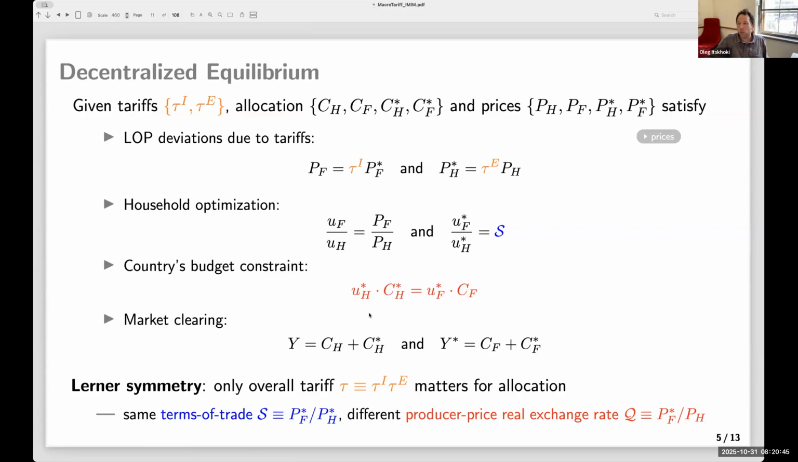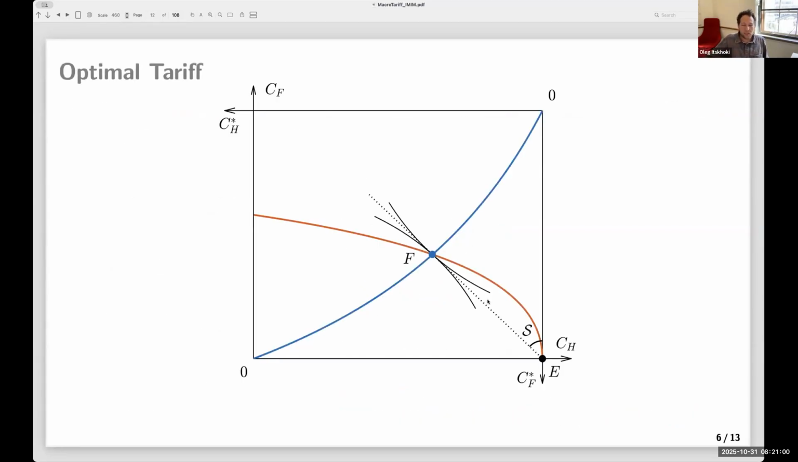So this constraint has two things in it. It has balanced trade and foreign optimization, right? And the planner has to satisfy that, and everything else you can manipulate with the taxes or tariffs that it has. Graphically, it looks like this. So this is that Edgeworth box that I promised. There is a familiar contract curve.